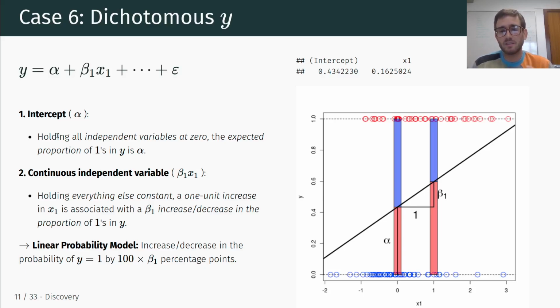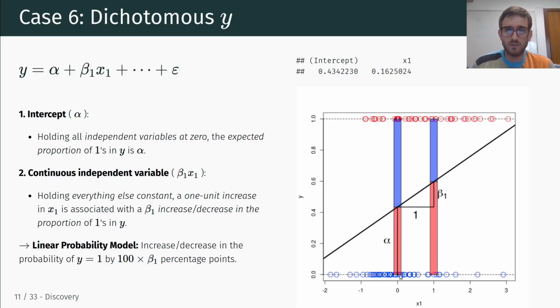Essentially, it's similar to our continuous case, where we said that the intercept can be interpreted as holding all independent variables at 0. Alpha gives us the expected value of y if everything else is at 0. The expected value of a dichotomous variable that is either 0 or 1 is equal to the proportion of 1s in y, right?